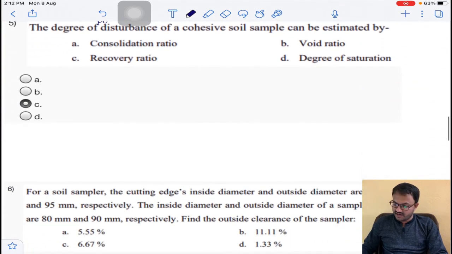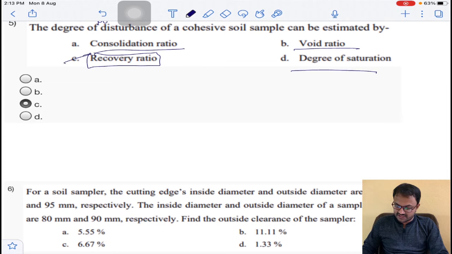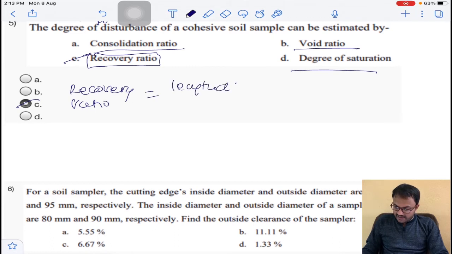Okay. And now, the degree of disturbance of a cohesive soil sample can be estimated by, obviously, consolidation ratio, void ratio, degree of saturation. These are not at all related to the degree of disturbance. It is recovery ratio. So the answer is C. Recovery ratio means length of recovered sample divided by length of sampler tube.